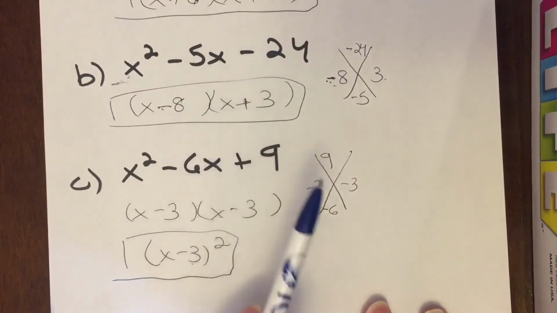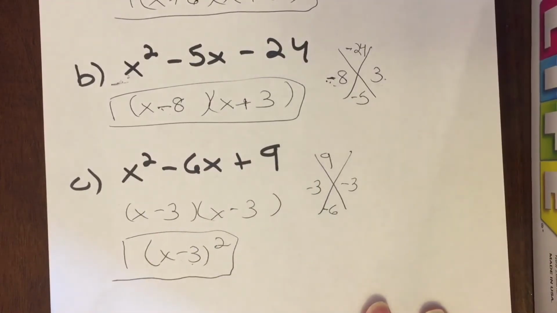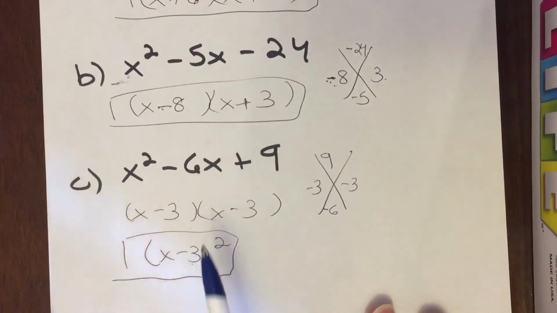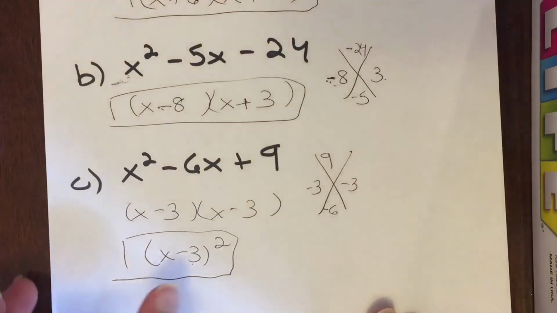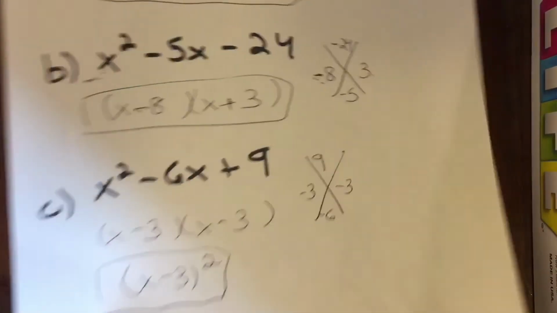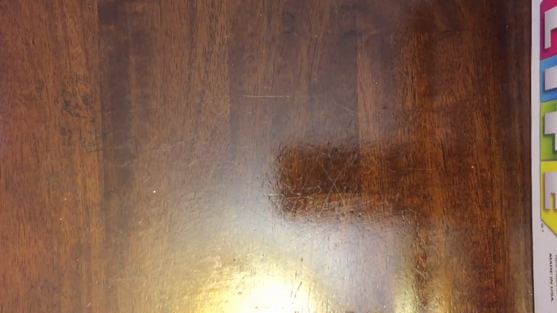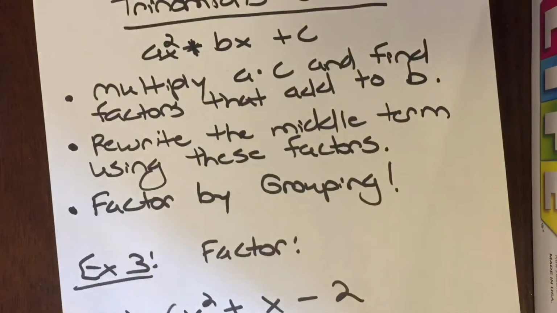In my class, I didn't really do them as separate trinomials. I just encouraged you to notice if something factored like that where they were both the same, just write it as it squared. Okay. So that's trinomials when a equals 1. And now we're going to review trinomials when a does not equal 1.